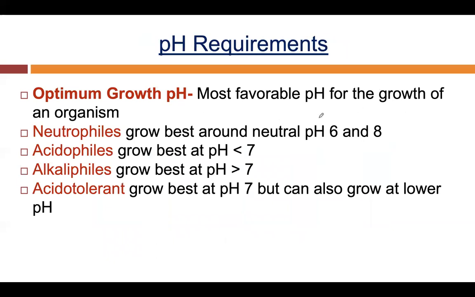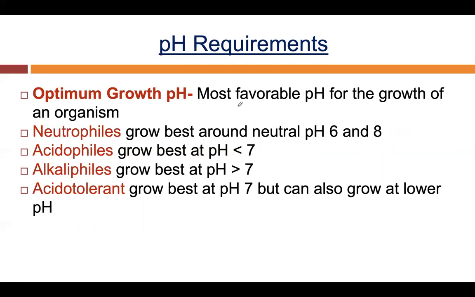pH requirements, optimum, just like optimum oxygen. The word optimum represents the most favorable environment, you can say. So the optimum pH means the pH level which is most favorable for the growth of the organism. That's the optimum growth pH.